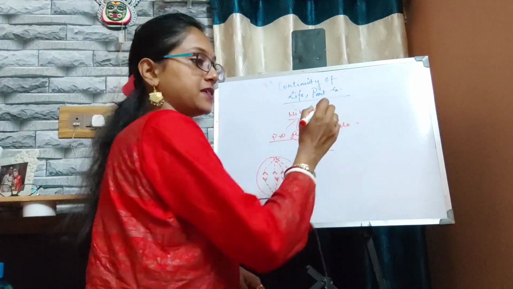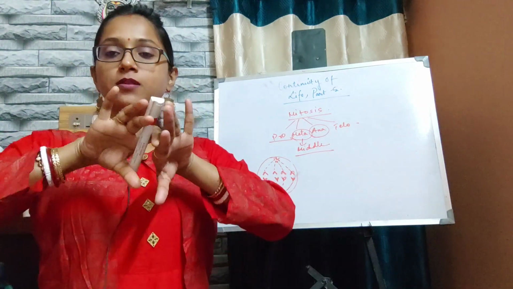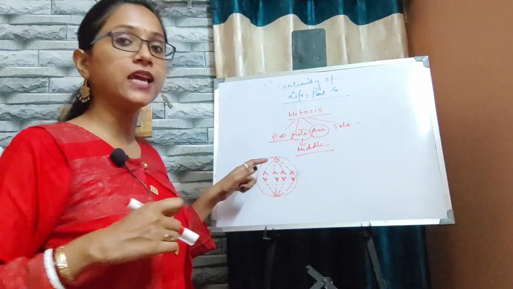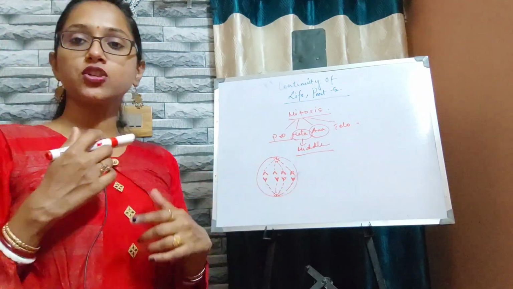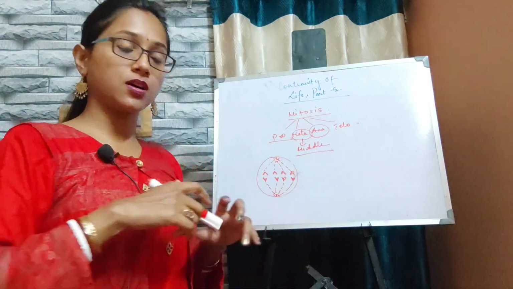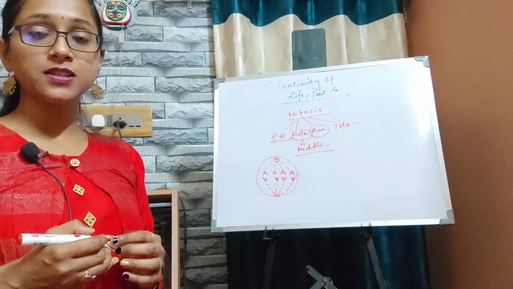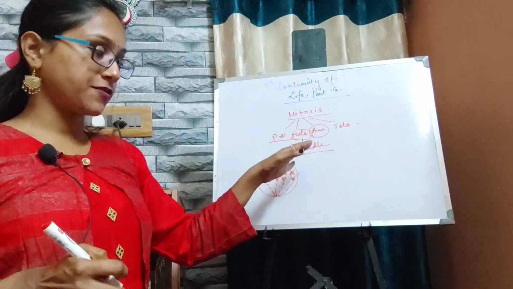Next is the anaphase. Anaphase means the chromosomes will move towards 2 opposite poles due to the shortening of the spindle fiber. Due to the shortening of the spindle fiber, the chromosomes tend to move towards the poles. So this is known as anaphase movement. This is what happens in the anaphase.